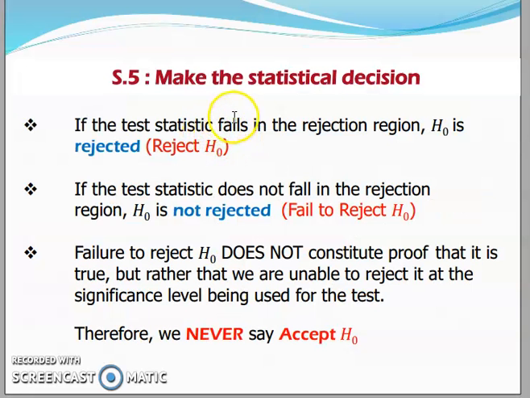In step 5, we need to make the statistical decision. If the test statistic, the T star or Z star, falls in the rejection region, we say that H null is rejected, or reject H null. But if the test statistic falls in the non-rejection region, we say that we fail to reject H null, or do not reject H null. We never say we accept H null, because failure to reject H null does not constitute proof that it is true, but rather that we are unable to reject it at the significance level being used or chosen for the test.